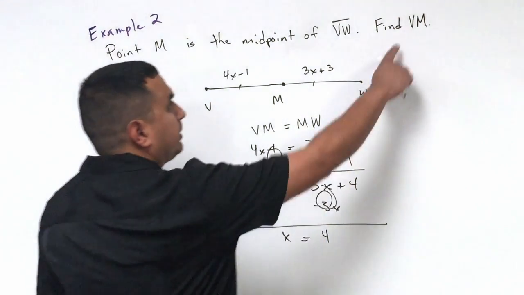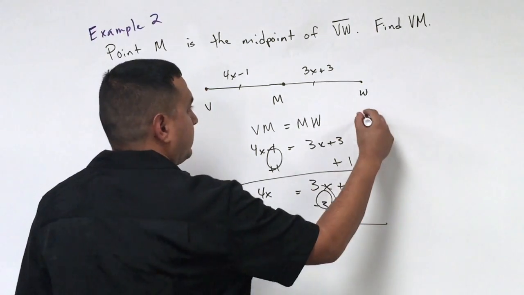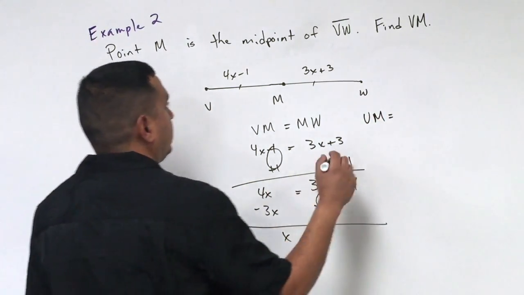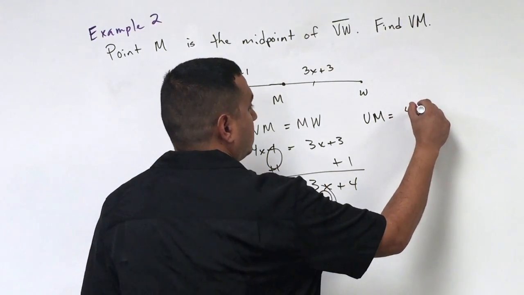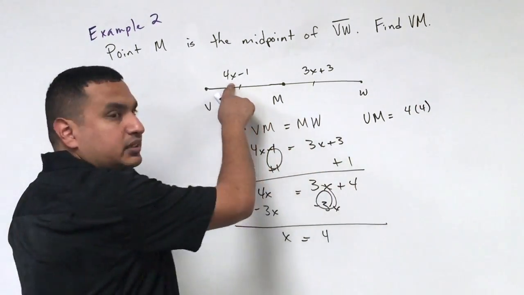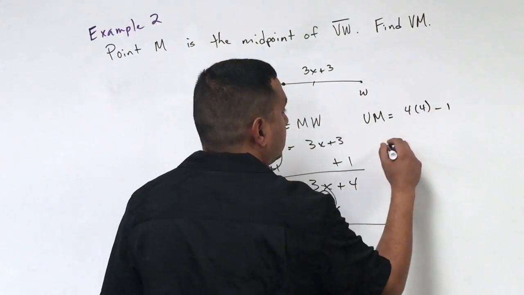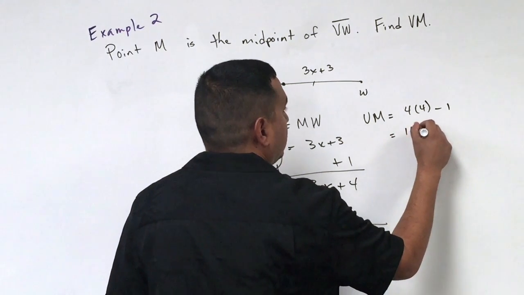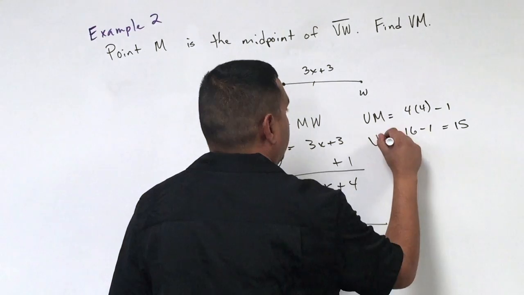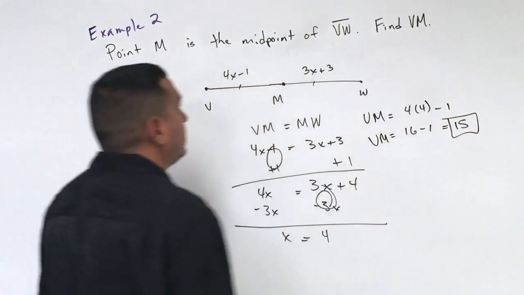Okay, we're not done because we want the length from V to M. So that means I have to substitute. I have to plug this in. So V to M is 4x minus 1. So I'm going to substitute 4 in here for the x. I'm going to replace it. So 4 times 4 minus 1. That gives me 16 minus 1, which is just 15. So the length of VM is 15 units.